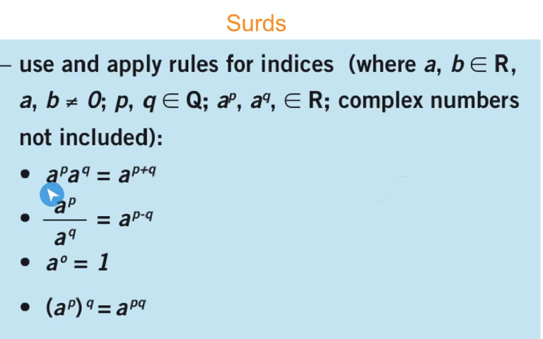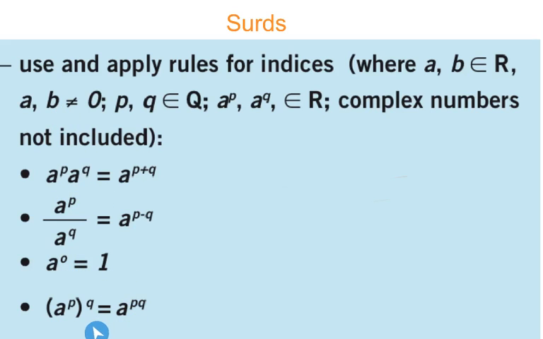So if we look at our examples here, a to the power of p multiplied by a to the power of q is equal to a to the power of p plus q. A and b are real numbers. They could be 4 or 5 or minus 6 and minus 7, or they can be pi or square root of 2. They're real numbers. But b is not equal to 0. A and b are not equal to 0.